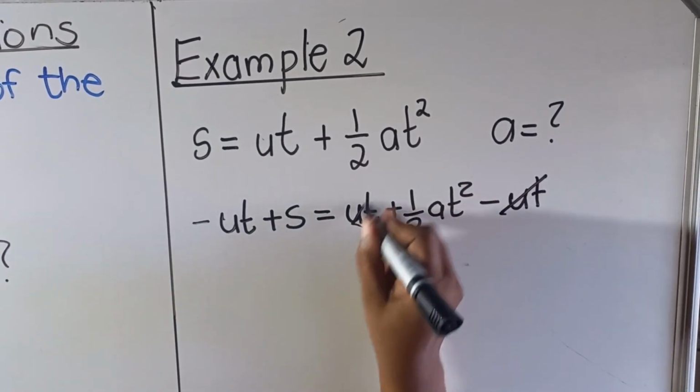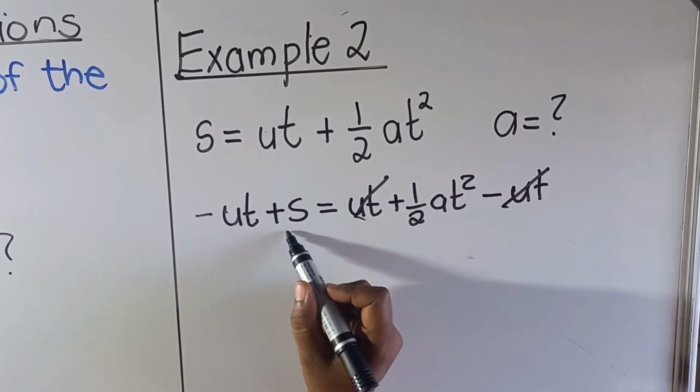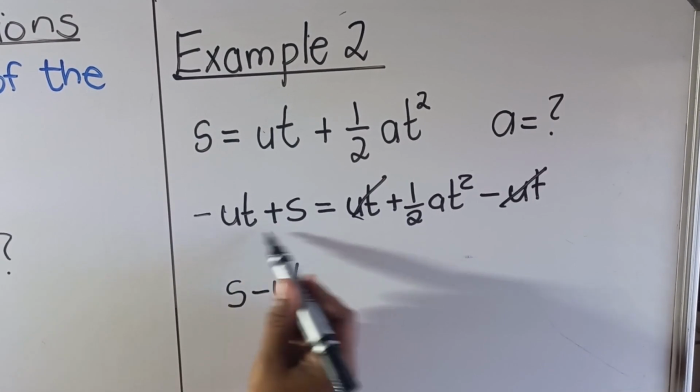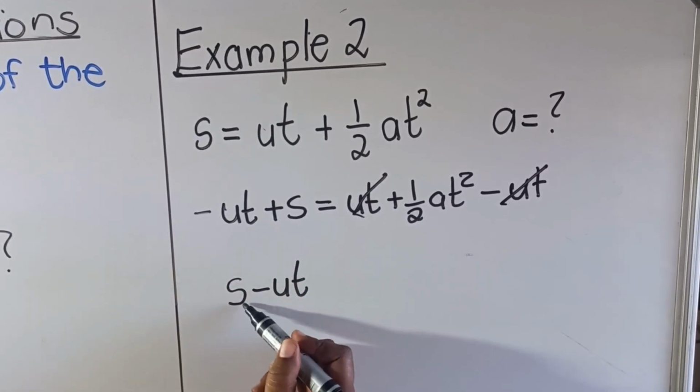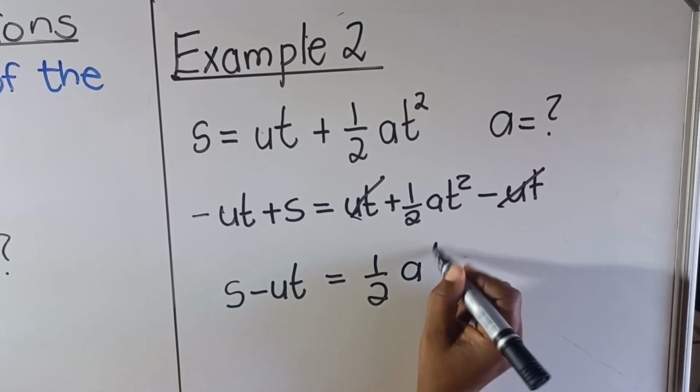This will cancel that. We did the additive inverse. Addition is subtraction. So this side, you have S minus UT. You can write it like that, but it's the same thing. It's nicer when you start with a positive one. So you have 1 over 2 AT squared.